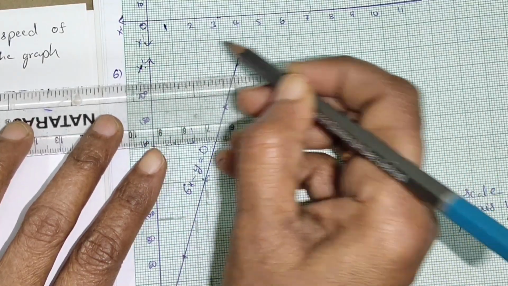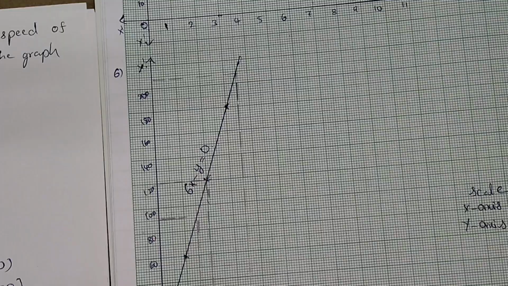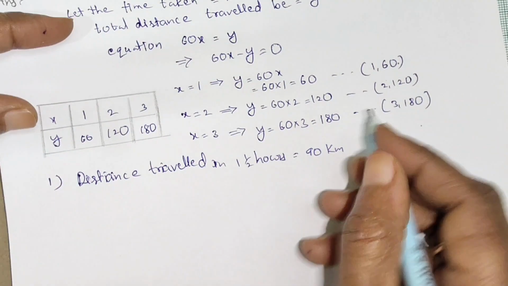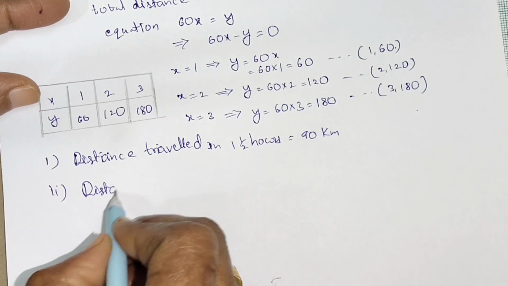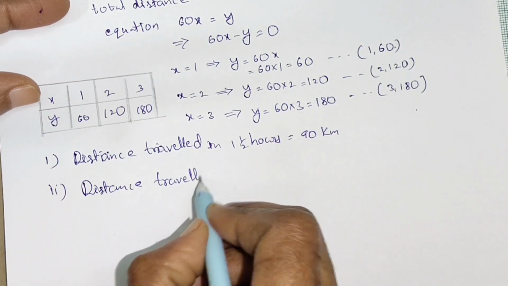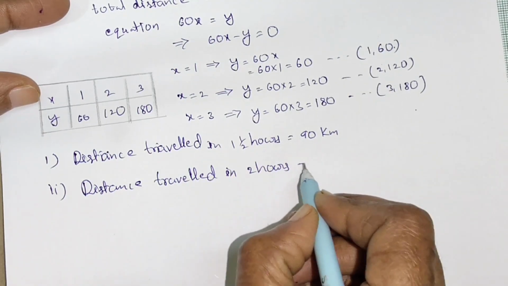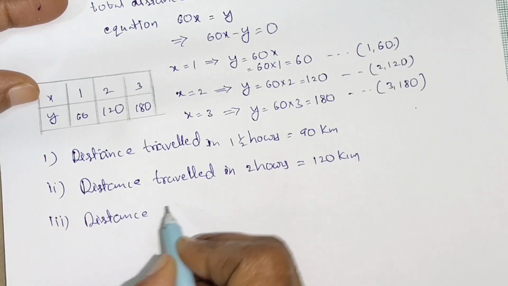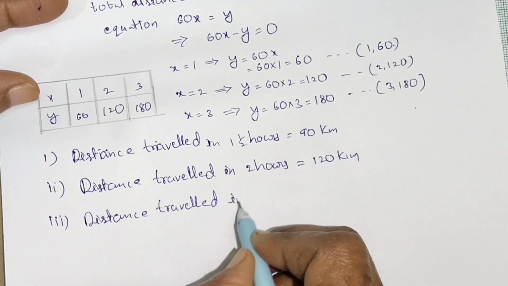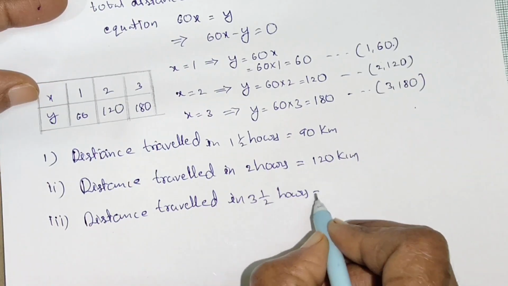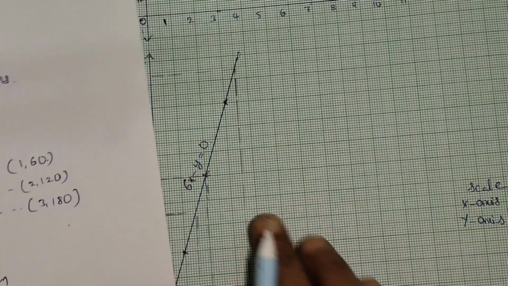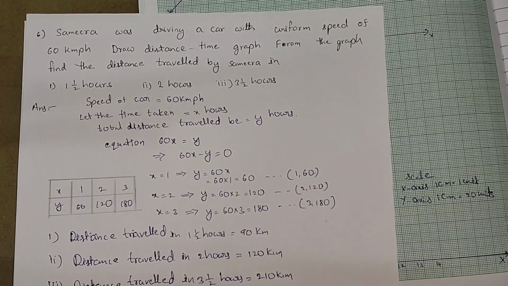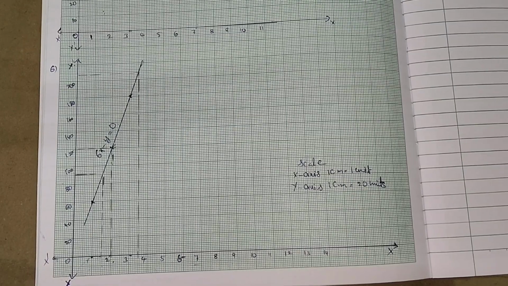210. So now here we write 1.5 hours, 90 kilometers. Next, the second one is the distance traveled in 2 hours, equal to 120 kilometers, and the third one is the distance traveled in 3.5 hours, equal to 210 kilometers. This is the complete sixth one answer, and sixth one diagram.